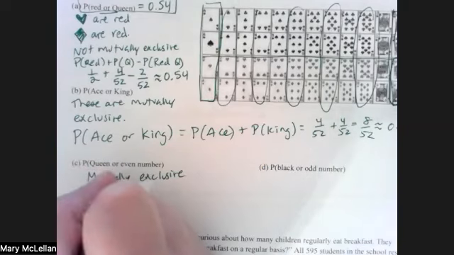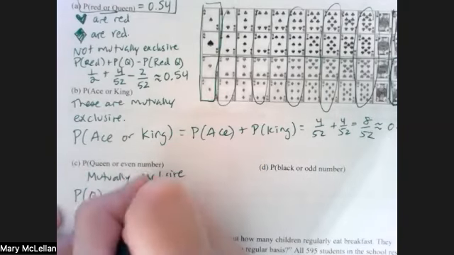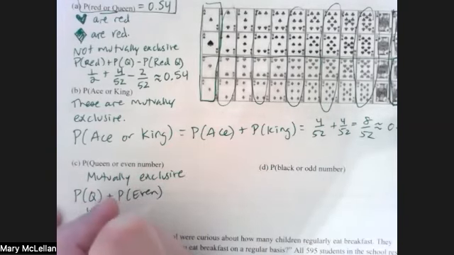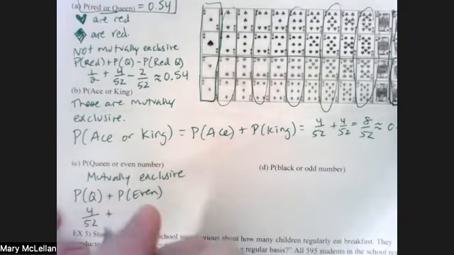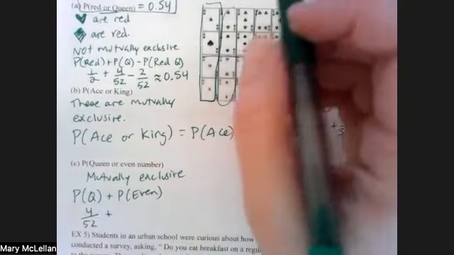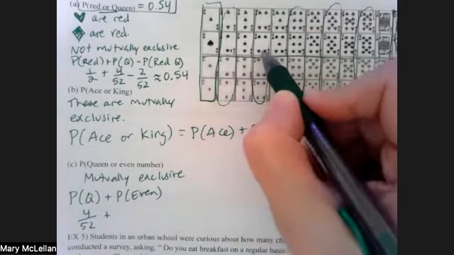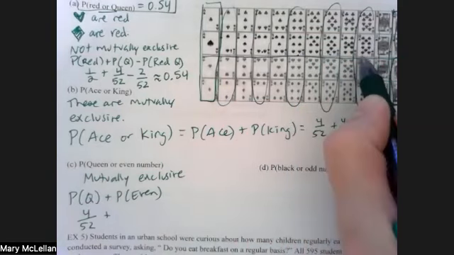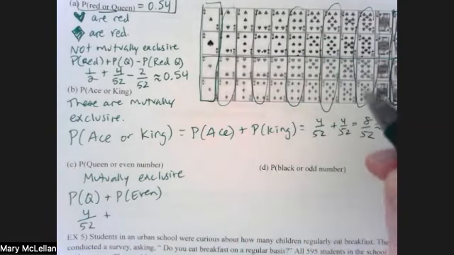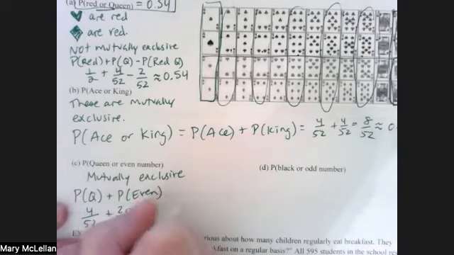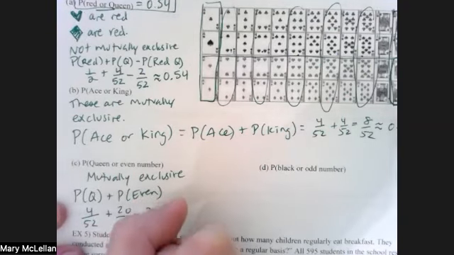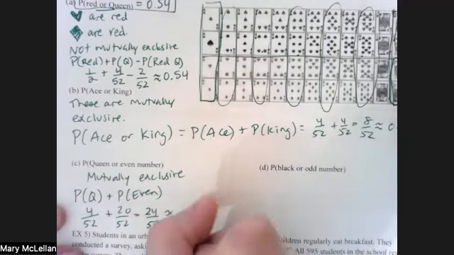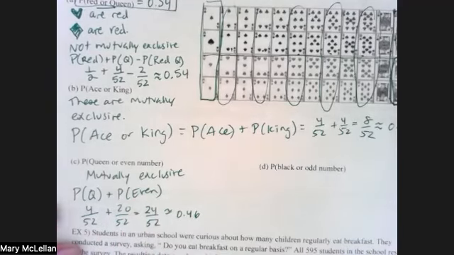So the probability of queen plus probability of even. Well, there are 4 queens in the deck, so that's 4 out of 52. Plus, how many even numbers are there? 4, 8, 12, 16, 20. So 4 out of 52 plus 20 over 52, which is 24 out of 52, which is about equal to 0.46.